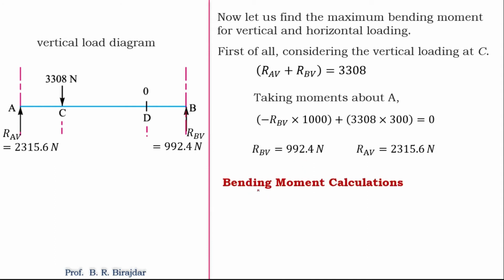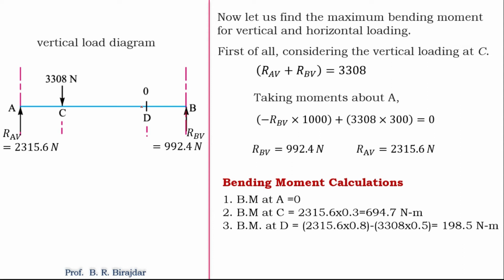Now we will try to calculate the bending moment calculations, right? So bending moment at point A is 0, the force is acting but there is no perpendicular distance, therefore it is 0. Then bending moment at point C, on the left hand side there is only one force, this is RAV into this perpendicular distance, that is 0.3, therefore we will get 694.7 Newton meter.